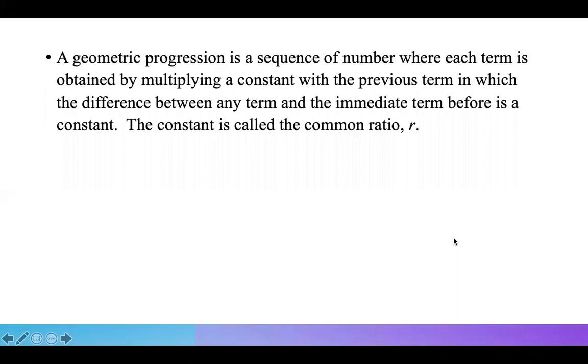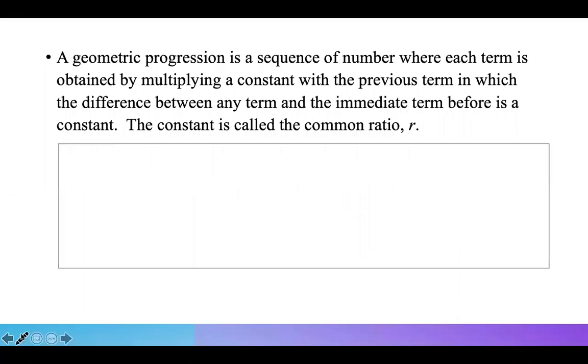So what I said just now is, okay, for example, if the first term is 2, we multiply by 3, so it becomes 6. Then you multiply by 3 again, right? So it becomes 18, right? Okay, so this 3 is called the common ratio, right?